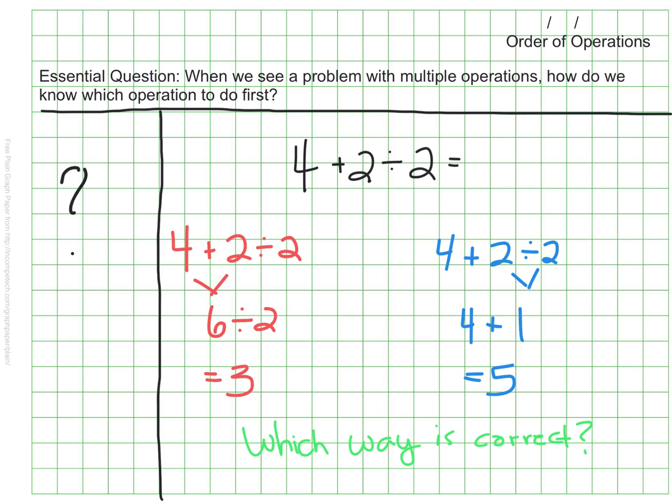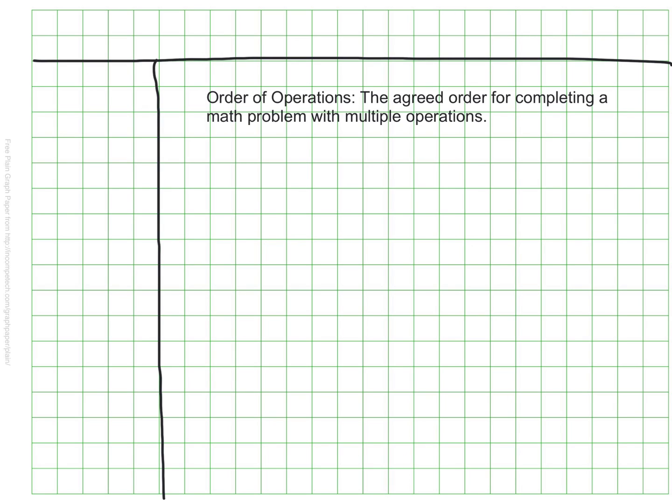Well, there needed to be a set order in which we do math, right? We need to figure out a way that everyone can agree and count on the fact that we will always come to the same solutions. Mathematicians decided on the order, and we'll give a little bonus to anyone who can research and share how that decision was made. But we call that order the order of operations. The order of operations that they decided upon is the agreed order for completing a math problem with multiple operations.